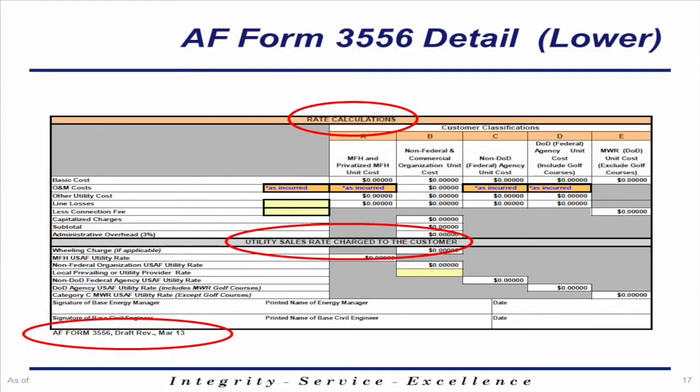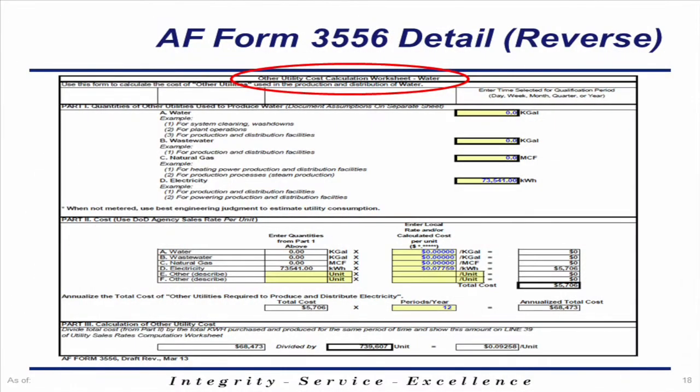You can see here the Air Force Form 3556, the lower part of the form, the details, which shows rate calculations. We'll discuss the rate calculations and how the form calculates the cost elements and which utility rates are charged to the customers. And of course, last but not least, note in the lower left corner the revision date for that form.